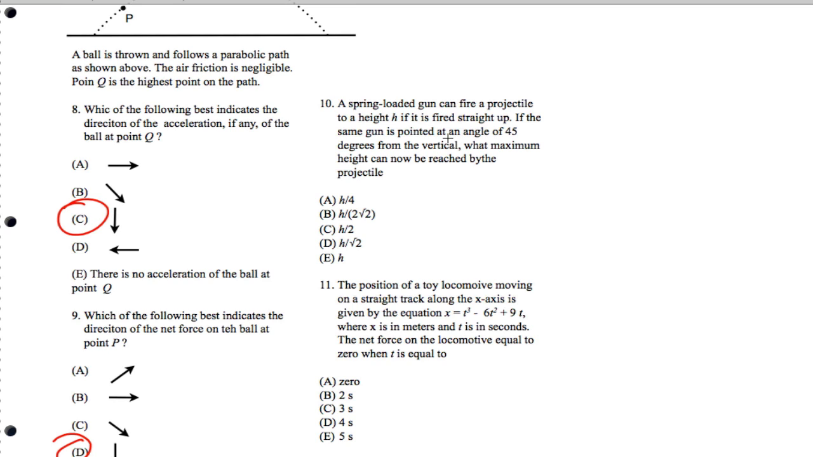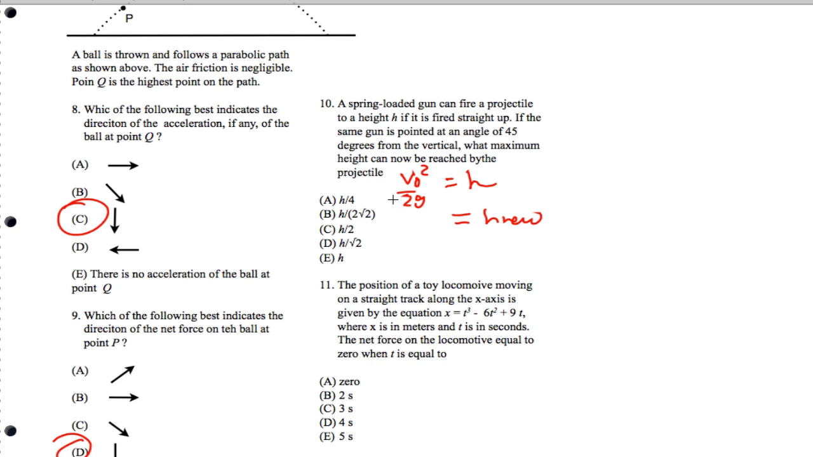We fire a gun at an angle of 45. So H if it's fired straight up. What's the height if it's fired at 45 degrees? So let's be clear here. V naught squared over 2G equals H normal, right? Now, how does this compare to the new height if we fire at 45 degrees?